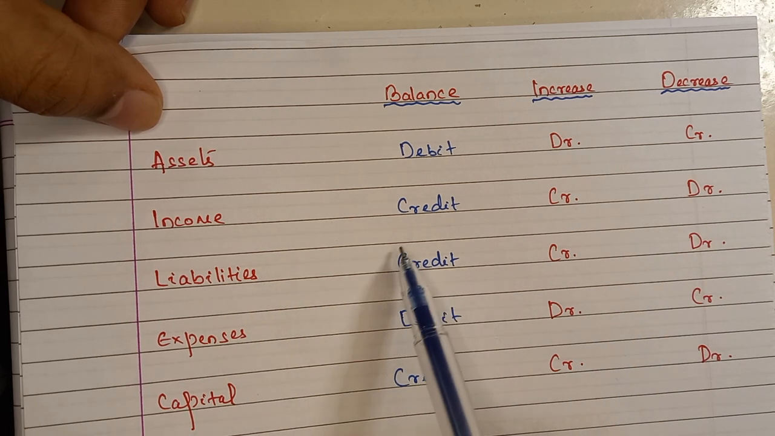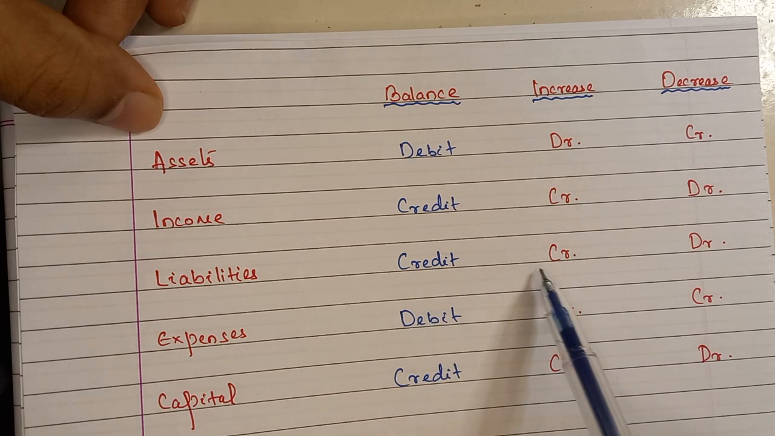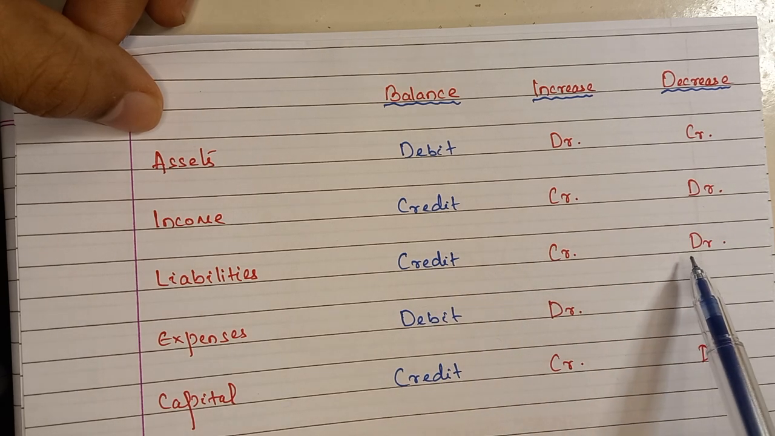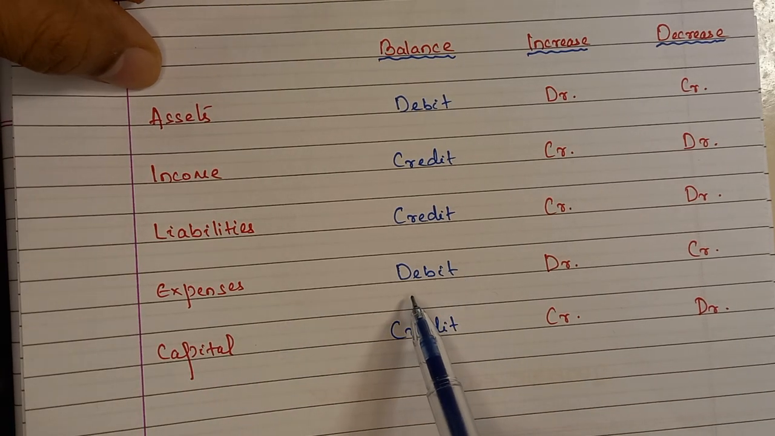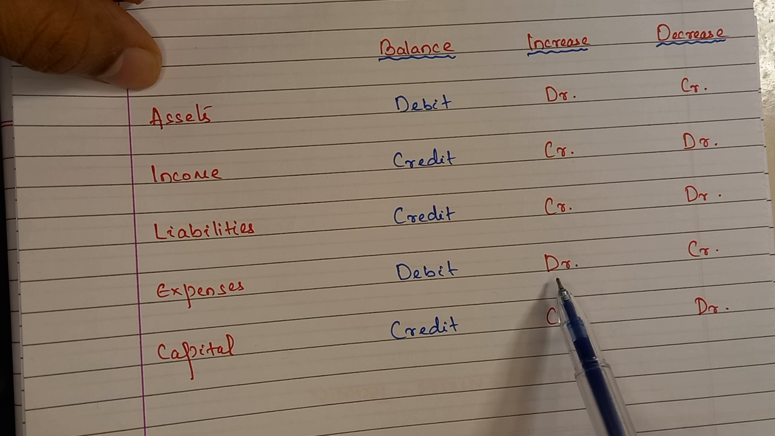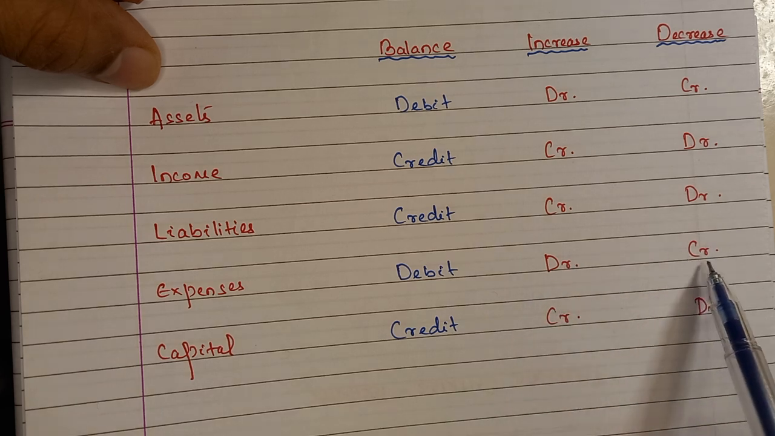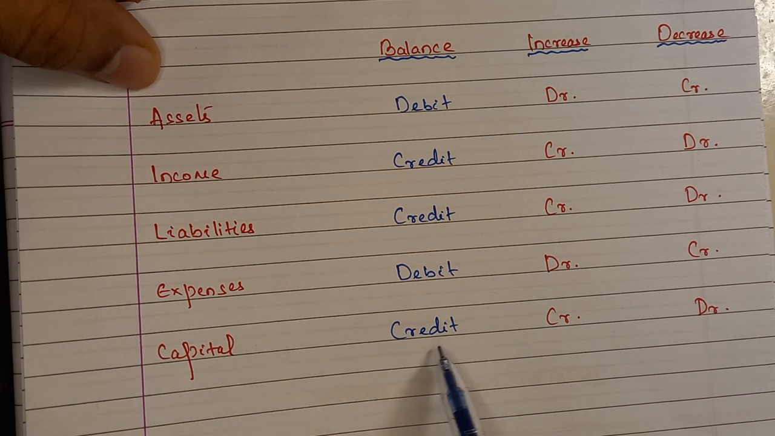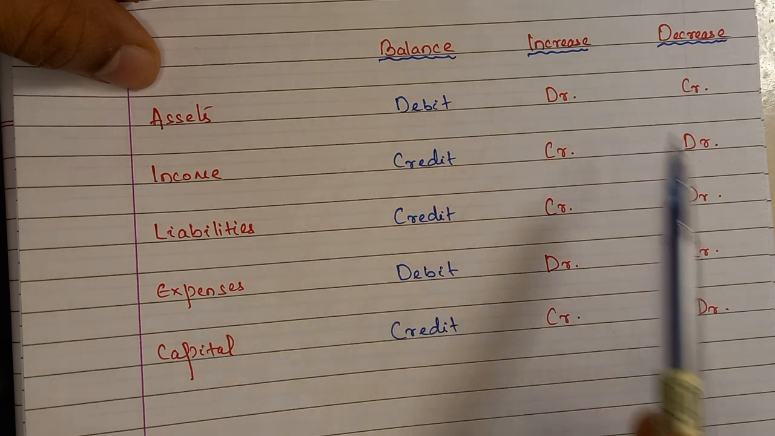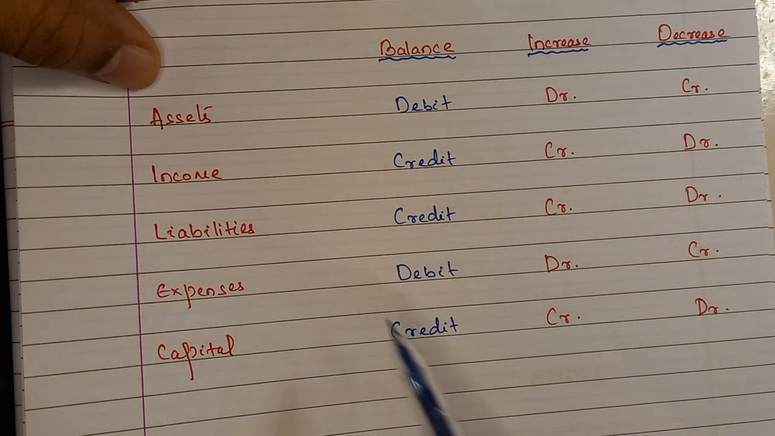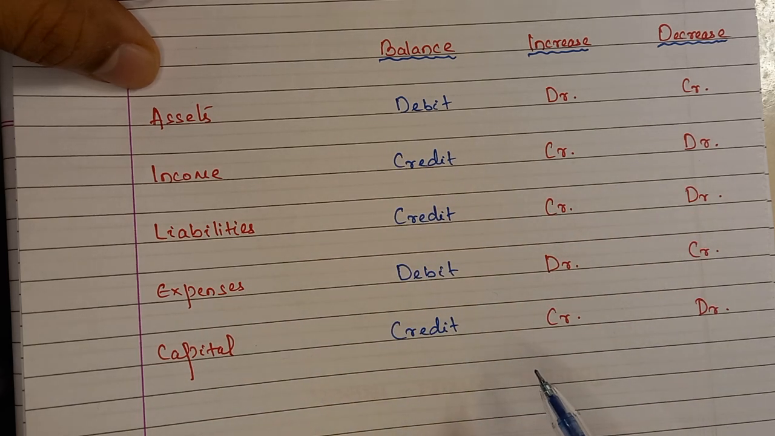Liabilities, by default, have a credit balance. Any increase is credit. Any decrease is debit. Similarly, expenses, by default, have a debit balance, and any increase in expense is debit, any decrease in expense is credit. Capital, by default, is a credit balance, any increase is credit and any decrease is debit. So these are the rules or techniques you need to understand. You need not apply the golden rules. This will help you understand how the journal entry has to be passed.